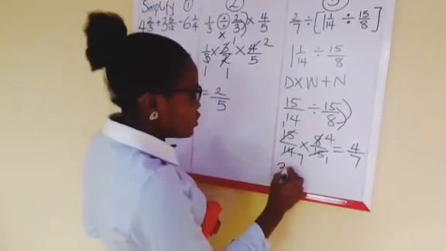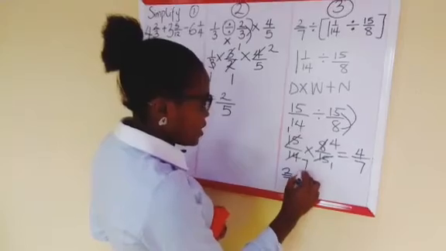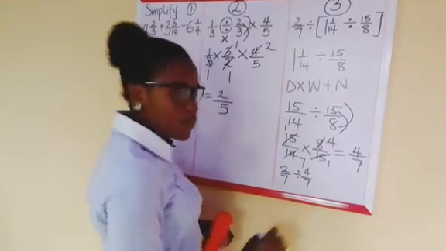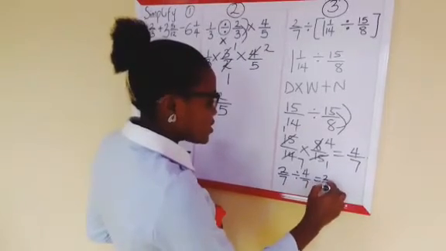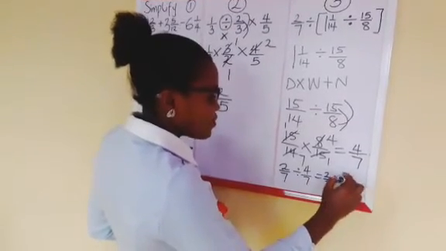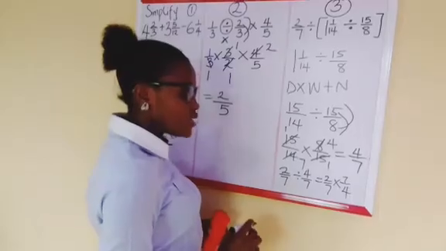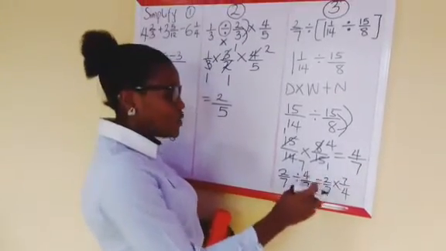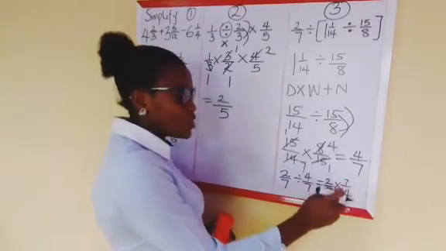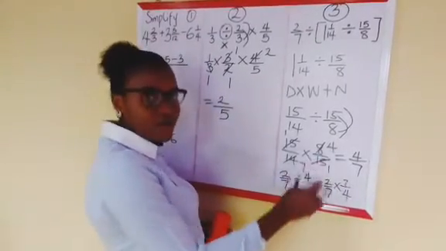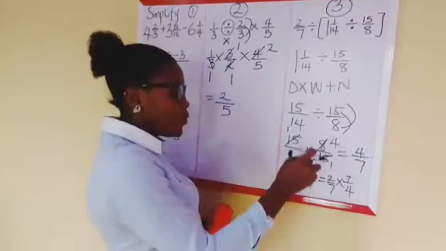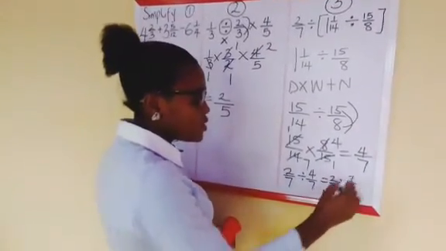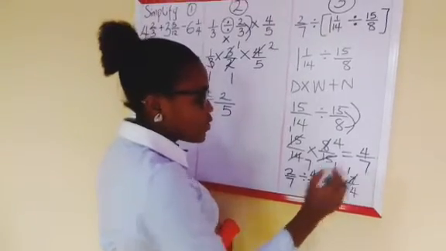You bring it down. 2/7 divided by 4/7 is equal to 2/7 times 7/4. At this point, you don't need to ask me how I got this. You already know that when the division sign changes to multiplication, you have the inverse of the numbers. The denominator will go up and the numerator will come down. 7 divided by 7 is 1. 7 divided by 7 here is 1.